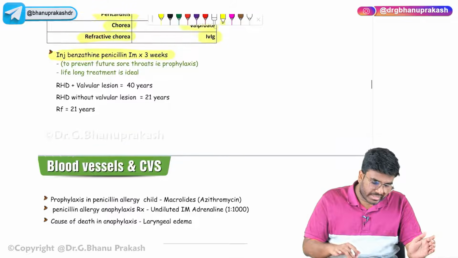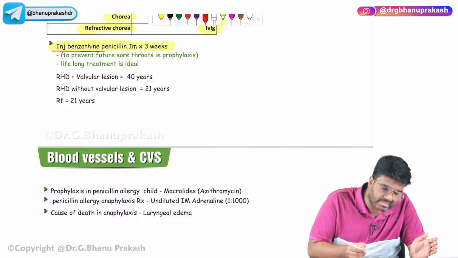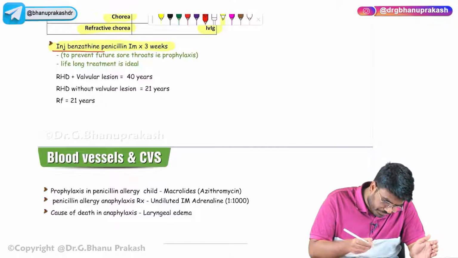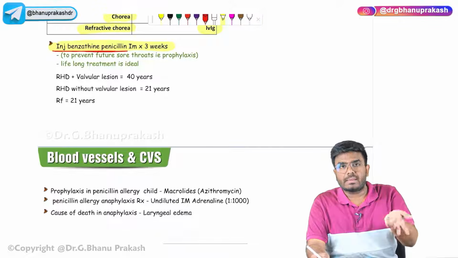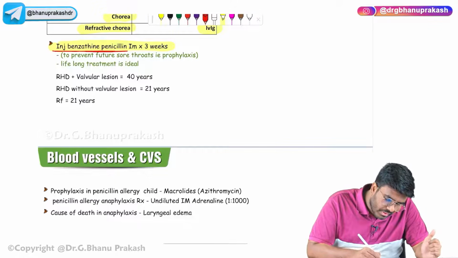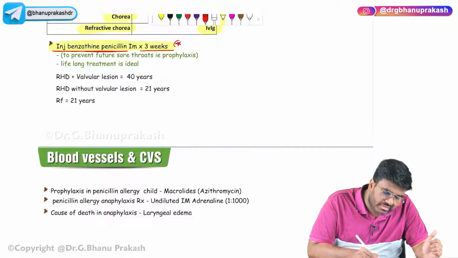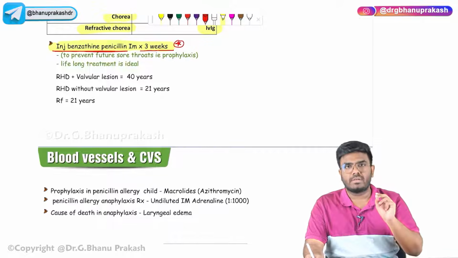To prevent future attacks, this patient has to take an antibiotic injection. This is the intramuscular benzathine penicillin injection, not IV, sorry. It should be taken every 3 weeks, once in every 3 weeks. Every 3 weeks, you have to go to the hospital and take an injection.